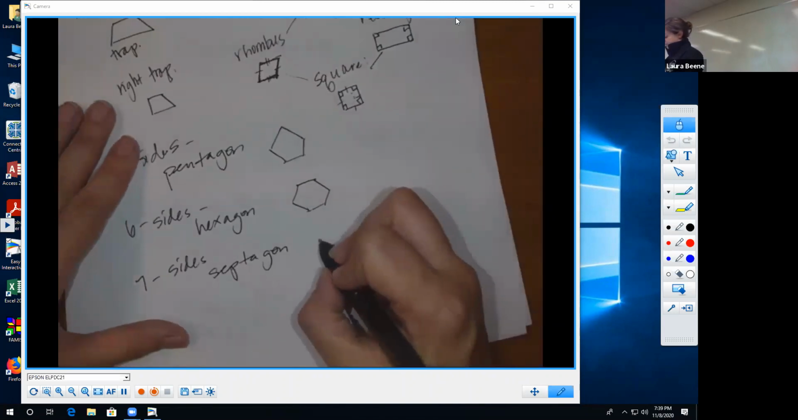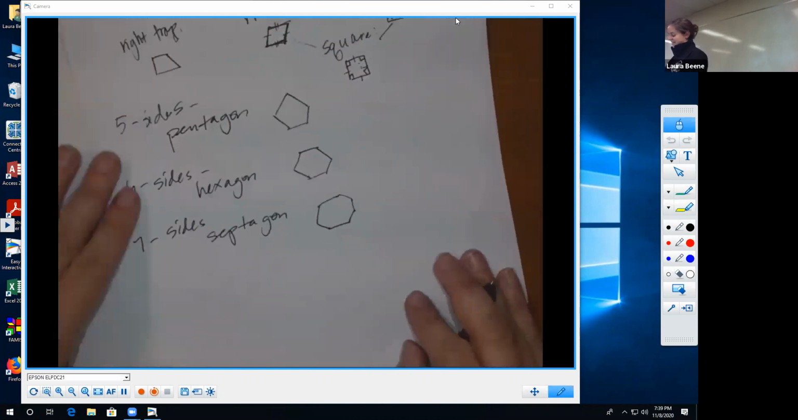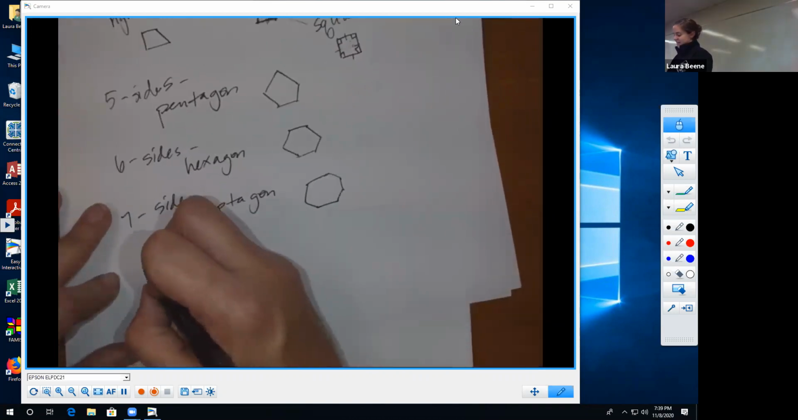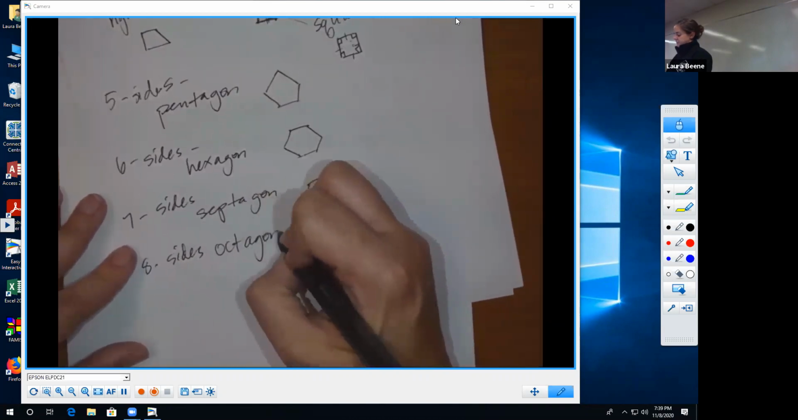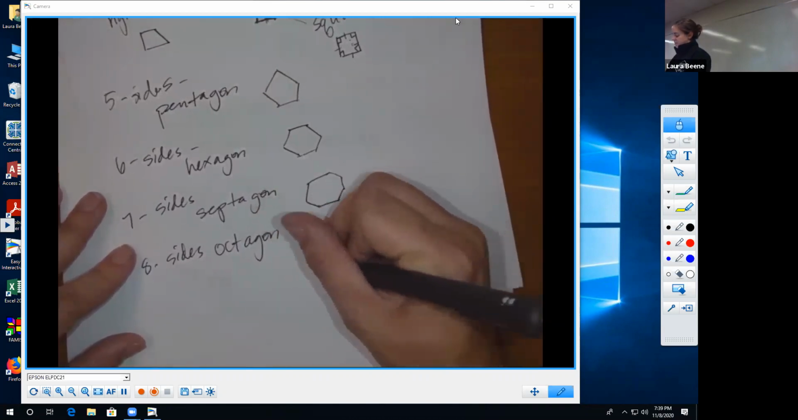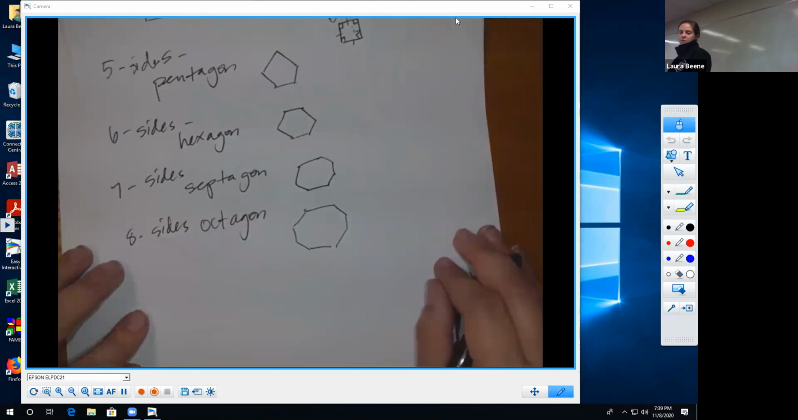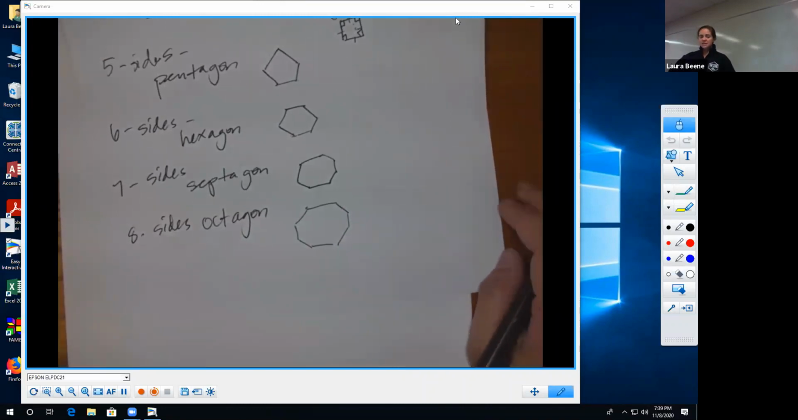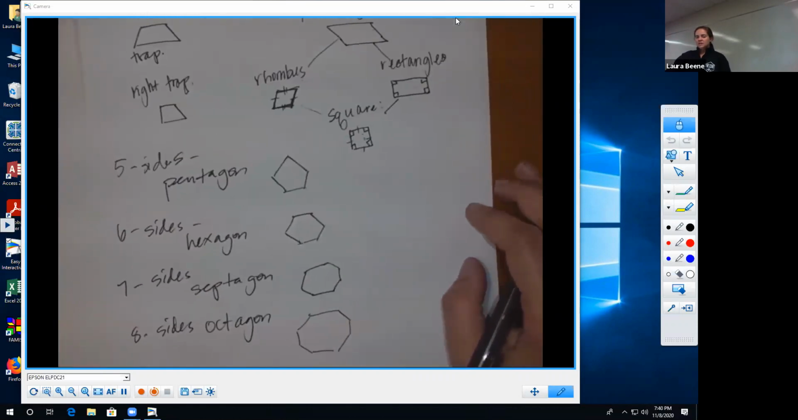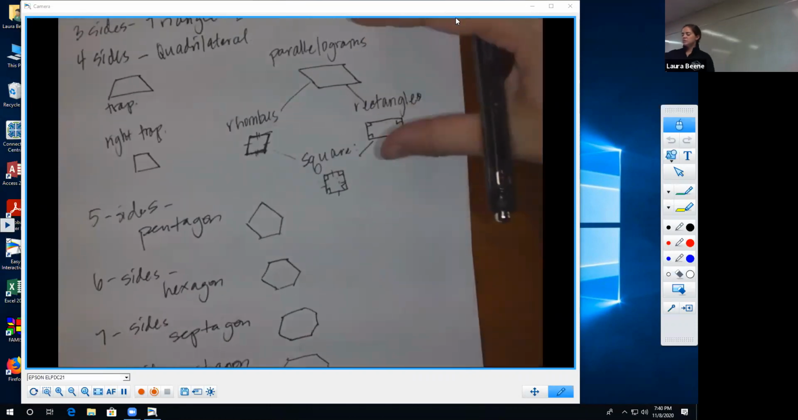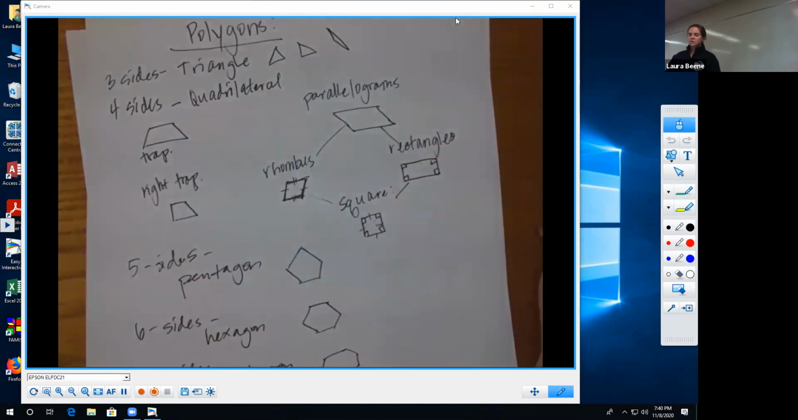Let's see if I can draw that. There you go. It's not pretty, but something with seven sides. And eight sides is an octagon. And usually most people stop there. Nine sides is a nonagon, ten sides is a decagon, but you don't have to worry about all that. So that is classifying your polygons. Quadrilaterals are a specific type of polygon. It's polygons that have four sides, and here are options of a quadrilateral.